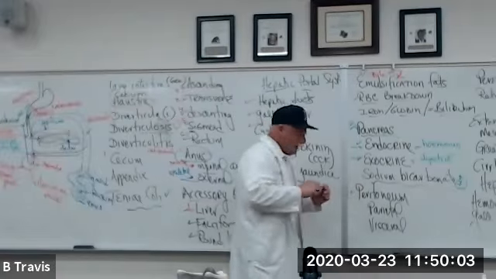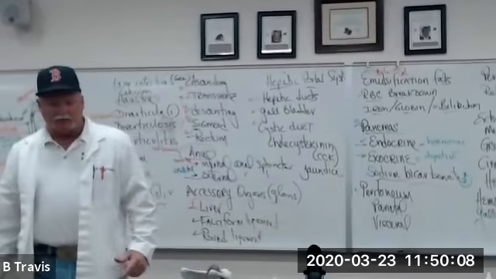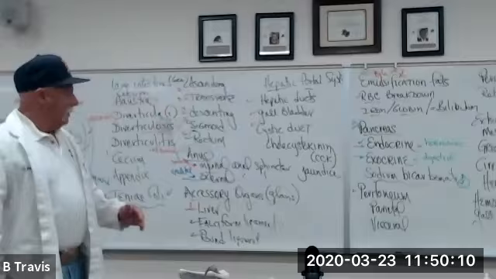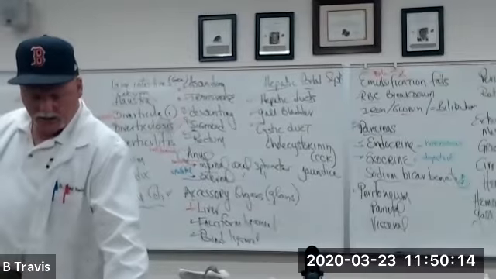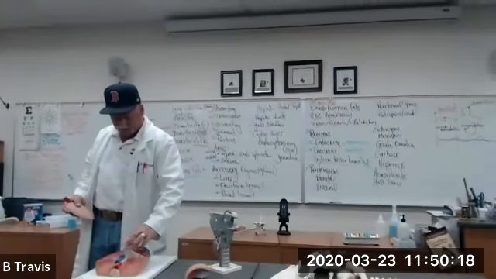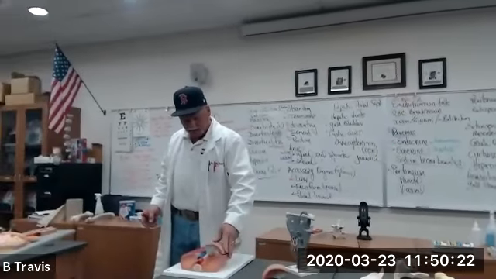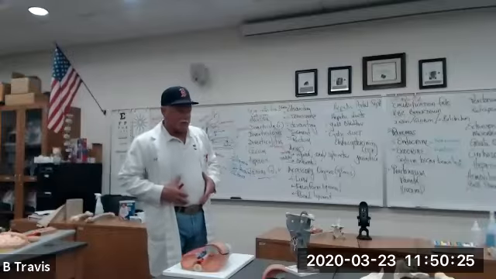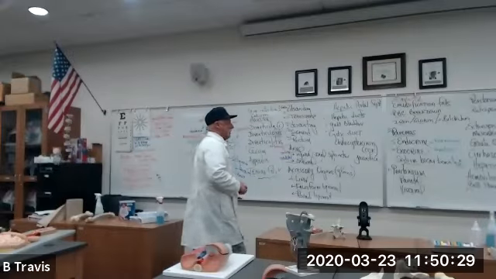Now, remember, we've talked about this before. We said when something is really important for your survival, we put a sac around it. So since your abdominal contents are important for your survival, we're going to put a sac around it. And that sac is called the peritoneum.